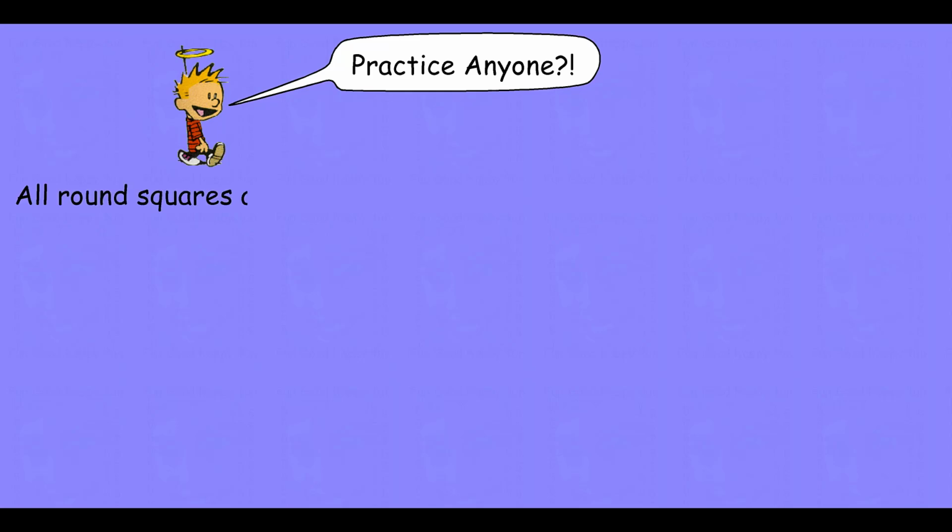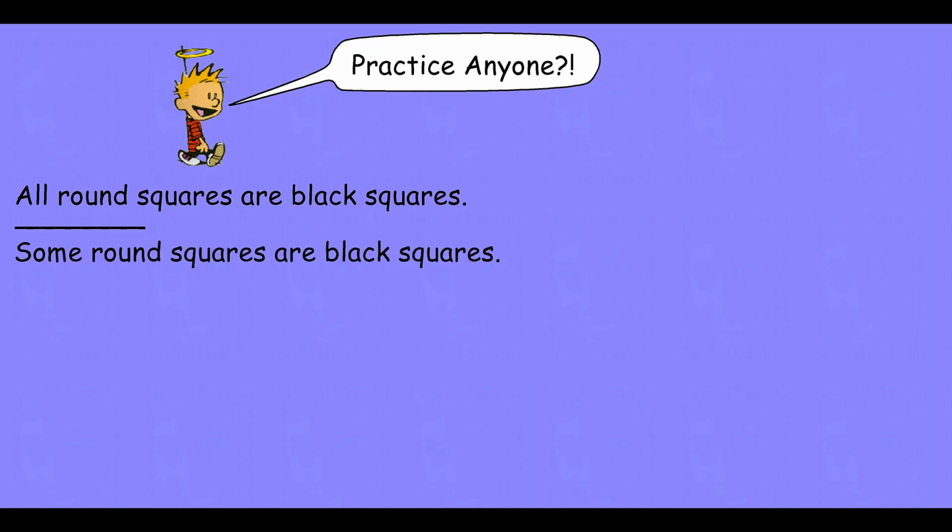In this argument, I have as a premise all round squares are black squares. And as my conclusion, I have some round squares are black squares. Again, you might want to stop the video, try to execute our effective decision procedure, determine whether or not you think this argument is valid or invalid in both Boolean and Aristotelian logic, then start the video and see if you get the same answer that I did.